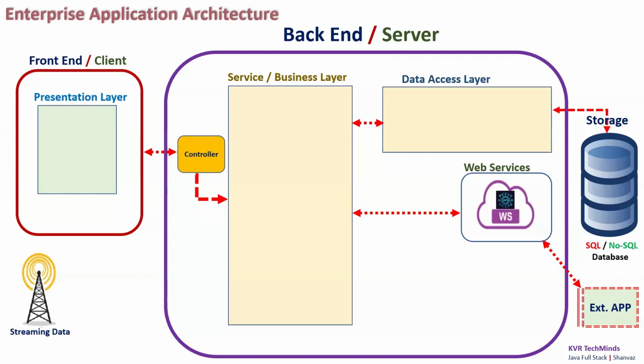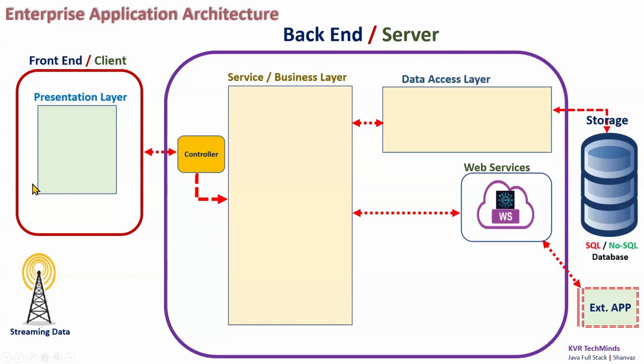The third one is unstructured data, which means data that doesn't have a structure. Examples are video files, audio files, CSV files, and images. All these come under unstructured data.